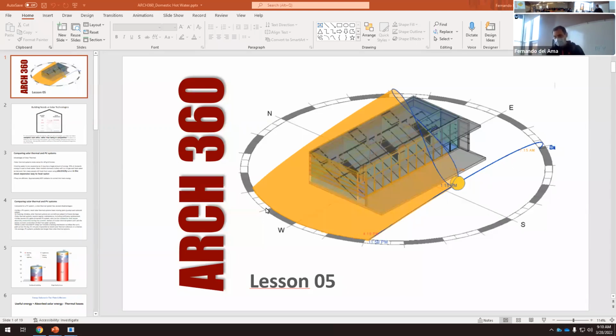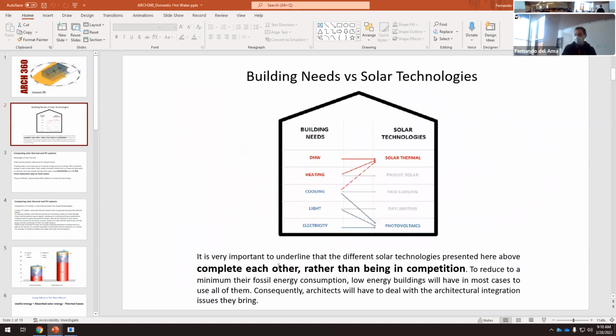First, we have to understand the difference between two technologies. Okay, so we have what we need in our building, and we have the solar technologies that we have available. Basically, we have solar thermal collectors, photovoltaics, and then we have passive solar. We know what passive solar is. It's about orientation of openings. If we have curtain walls or big openings, we have to place those openings in the right place, on the right facade.